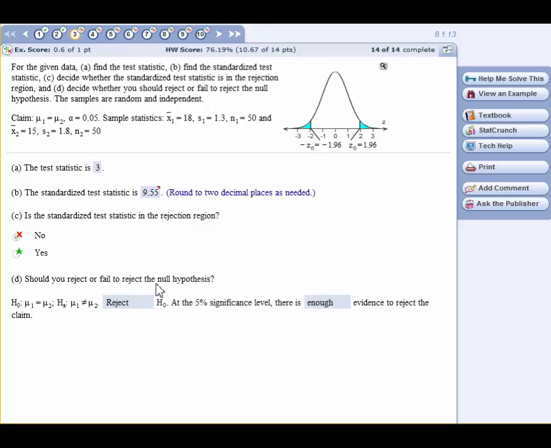Should you reject the null hypothesis? Yes. We reject the null, and at 5% level of significance, there is enough evidence to reject the claim, which is the null.